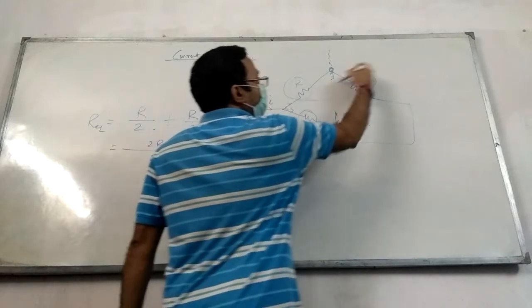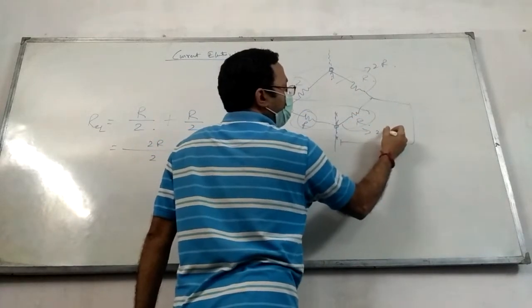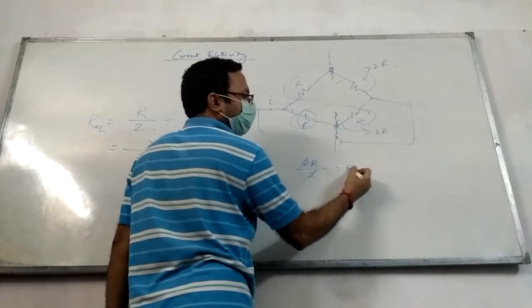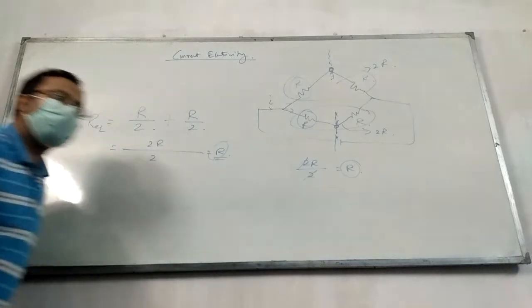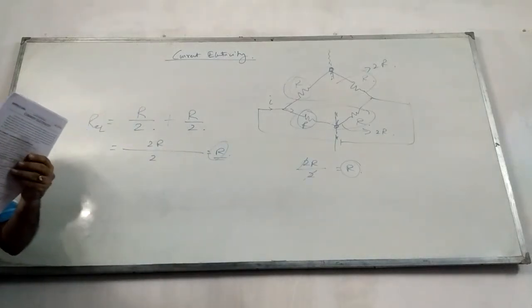These 2 will make up how much? 2R, and these 2 will make 2R, and they are in parallel. So 2R/2. So giving the same answer. Is that clear? Now let's try a little critical.